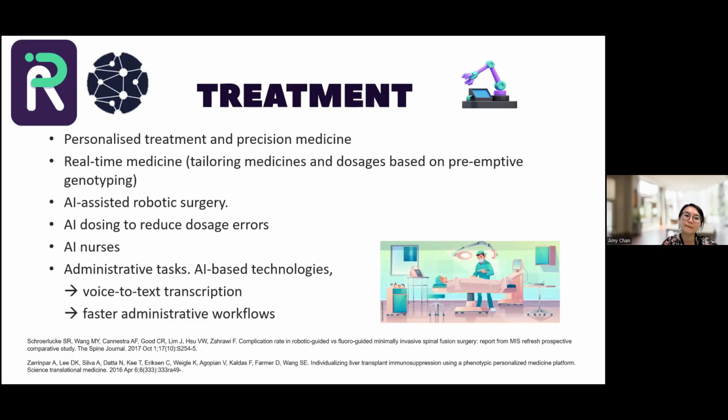But for AI-assisted dosing, it was able to actually estimate a much more accurate dose and tailor a dose much more accurately, and potentially reduce dosing errors by up to 40% of preventable medical errors. So again, being able to use AI dosing to reduce dosage errors is another application.